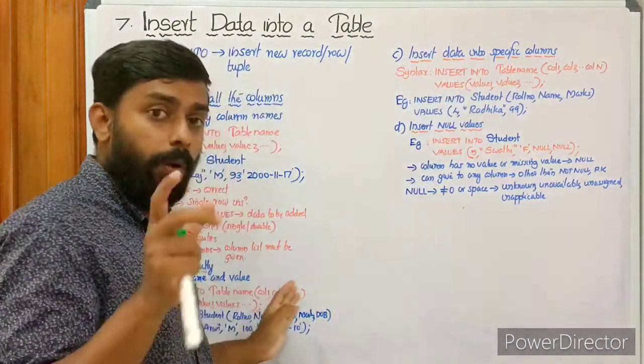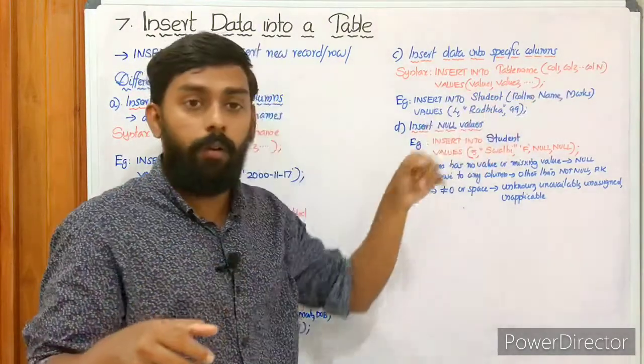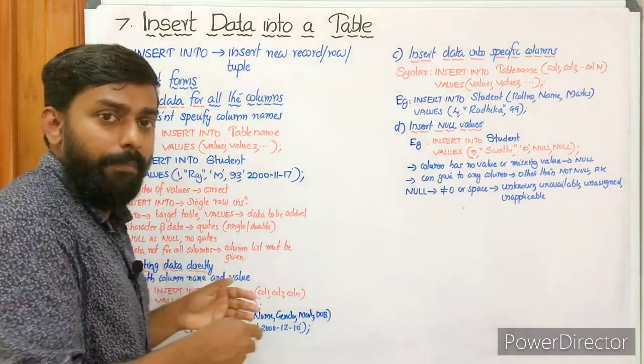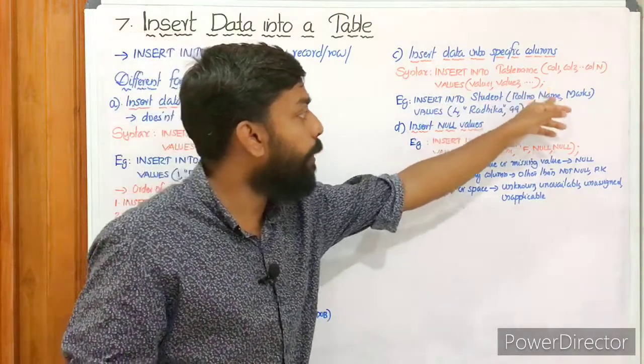The same syntax we follow here also. Insert into table, column 1, column 2, column n, values, value 1, value 2, etc., value n. Hope you can see it, right? We follow the same. Then example: insert into student, roll number, name, marks.